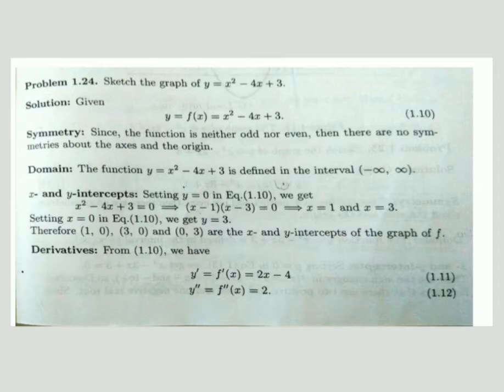Okay, so now we shall find the derivatives, that is y dash and y double dash. We have y is x square minus 4x plus 3. So y dash will be 2x minus 4. What about the y double dash? Again taking the derivative of y dash, we will obtain 2.